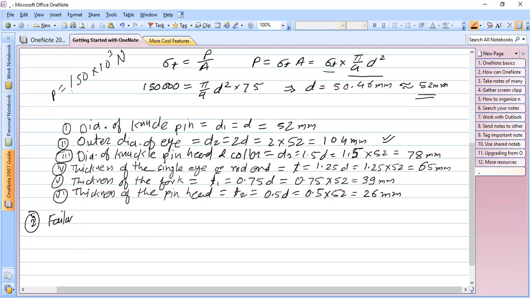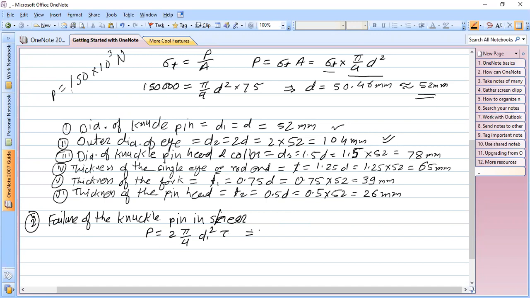Failure of the knuckle pin in shear. So we have the equation, P equals, as it is subject to double shear, 2 into pi by 4 into d1 square into tau. Here we already got the d1 value from here. Just take the value and put it here.